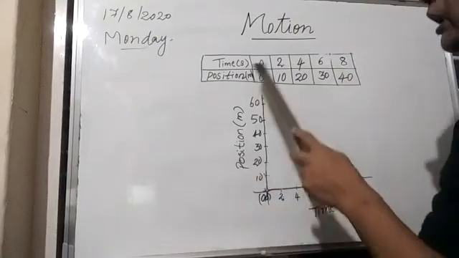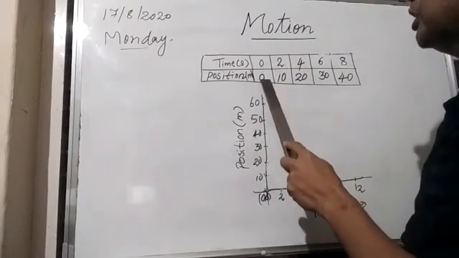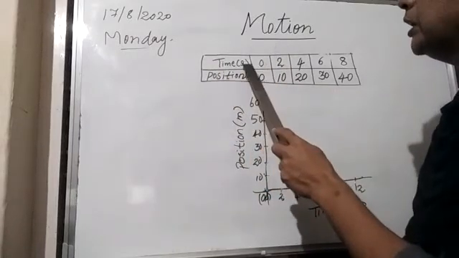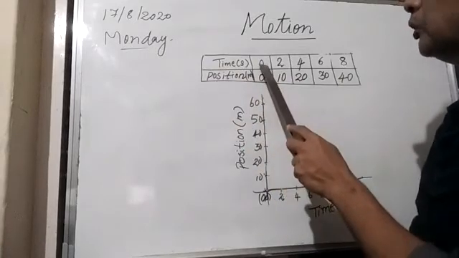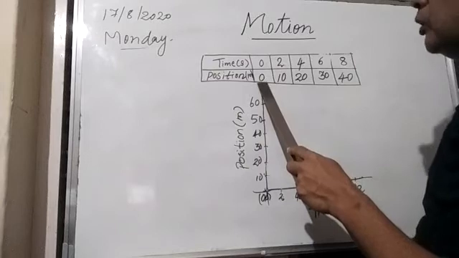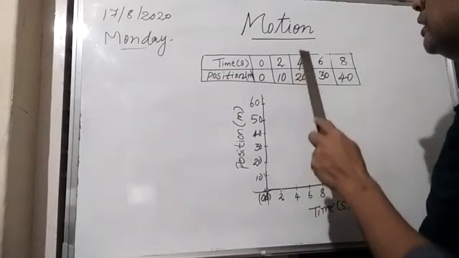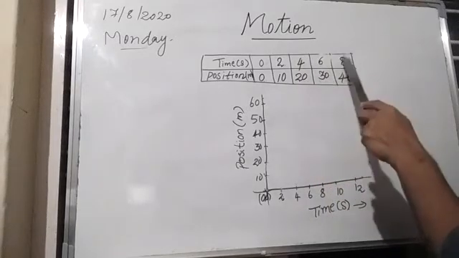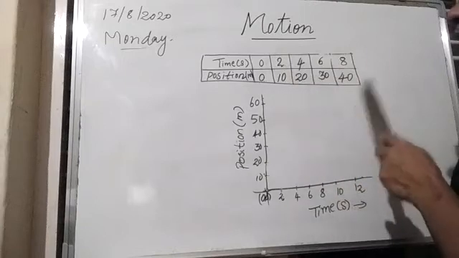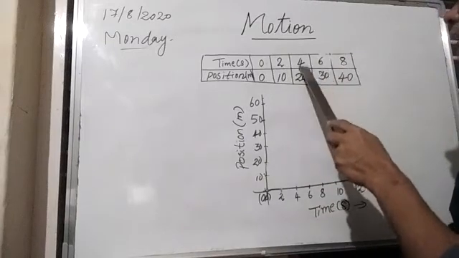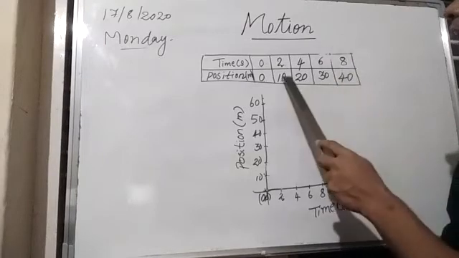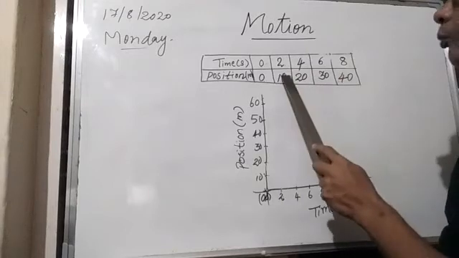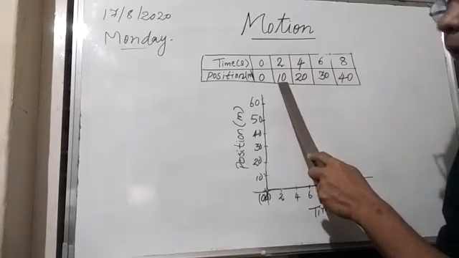Here children, I have written the time and position of the object as a table, and in this table time is mentioned in seconds and position in meters. So at 0 seconds the position of the object is 0 meters, at 2 seconds 10 meters, at 4 seconds the object is at 20 meters, at 6 seconds it is at 30 meters, and at 8 seconds 40 meters. The 2, 4, 6, 8 represent time, and 10, 20, 30, 40 are all distances or positions of the object. Position means where the object is from the origin.